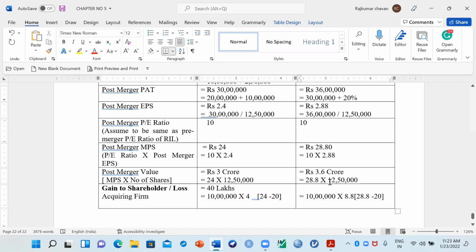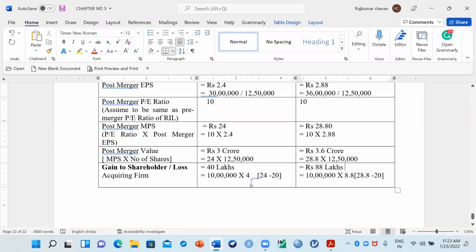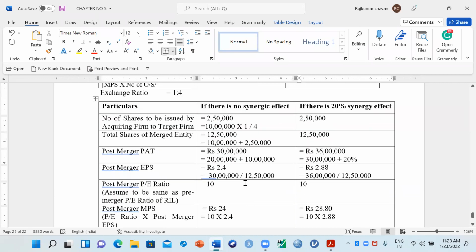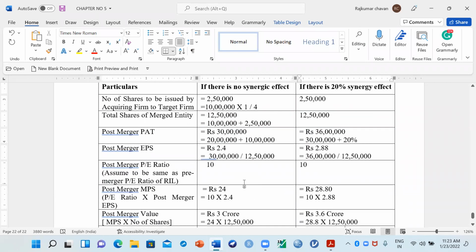Right. So now 10 lakh into that price, what is the synergic total gain? How much are the shareholders gaining in their total investment value because of this? Is it 88 lakhs? Okay. So 88 lakh rupees is the gain to the shareholders if there is some kind of synergic effect.